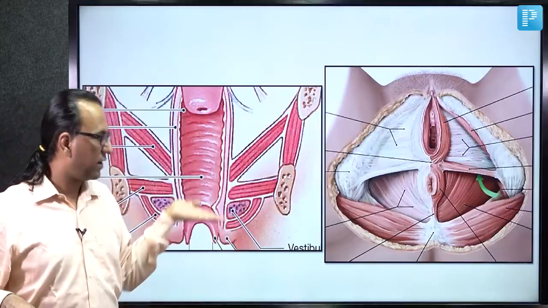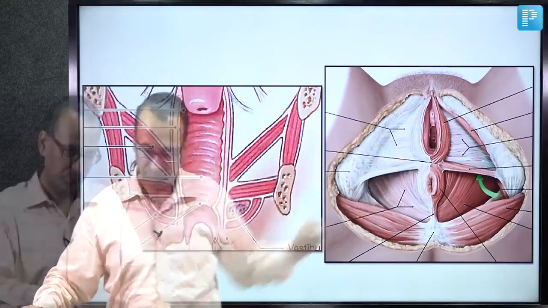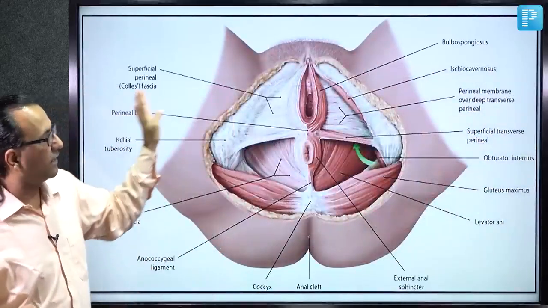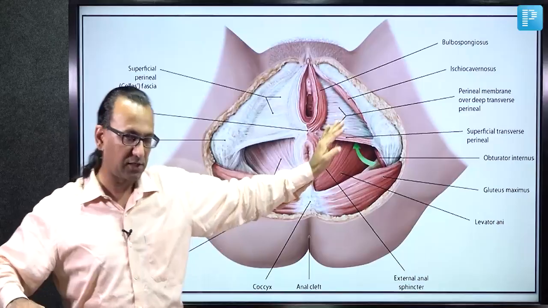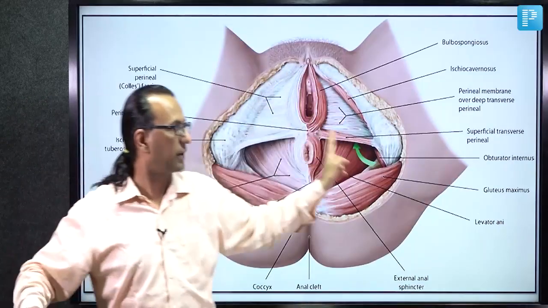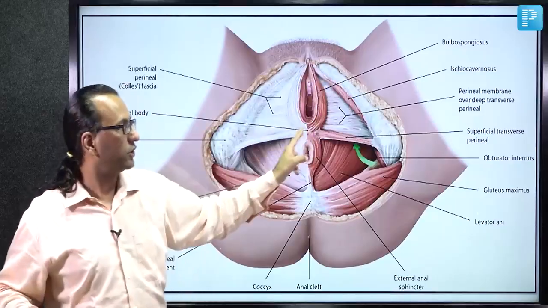So this orientation you already have. Let us use that on this particular diagram then. As we start dissecting, the very first thing to remove is skin. Deep to that will be the Colles fascia. As you remove the Colles fascia, you enter the superficial perineal pouch having some muscles. Like this is the bulbospongiosus muscle.